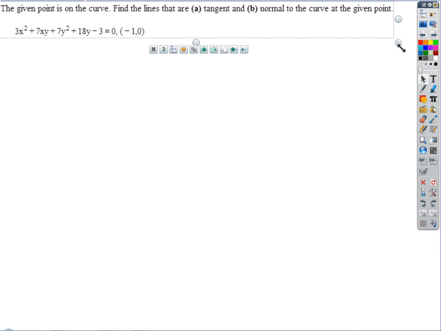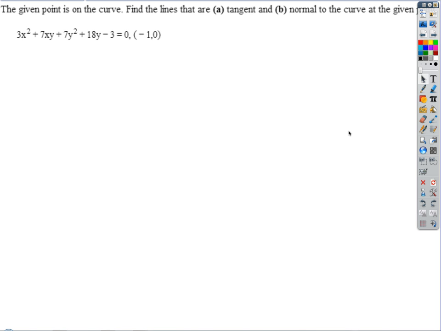Oh, that looks dirty. Okay, the given point is on the curve, find the lines that are tangent and normal to the curve. And when we say a curve, that just means a graph. This is undoubtedly not a function, but it's something that can be graphed, and so we call it a curve.